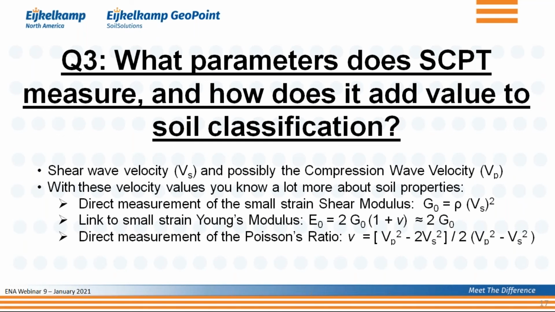But if you have both the shear wave velocity and the compression wave velocity, VP and VS, then you can also directly calculate your Poisson ratio that you see there. So those are the parameters that you have, and with these 3 parameters, you can derive a whole bunch of other things about the soil. That is why doing this seismic CPT is so important, because now we can no longer just try to estimate the parameters based on the soil type, but we can actually measure them.